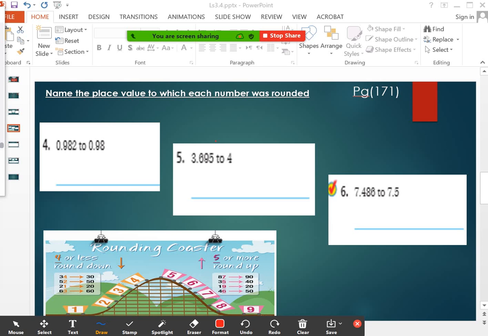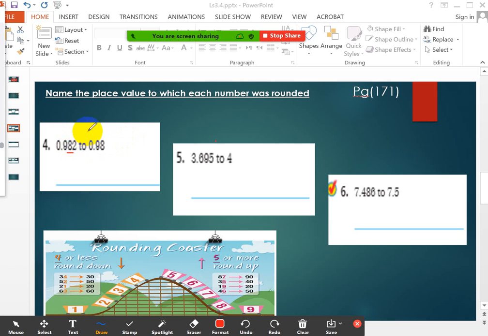So in this question, I don't have to round the number. The number is already rounded. But I want you to tell me the number was rounded to the nearest what? Look, 0.982 becomes 0.98. So to which digit here? Which digit? 8. Okay, again, Lana, yes, 8, that's right, but 8 in which place value?